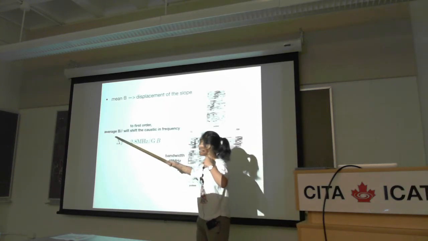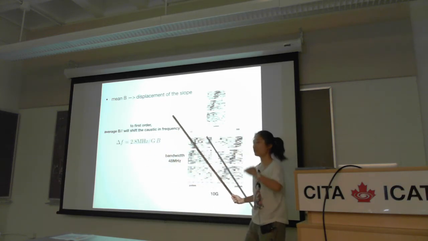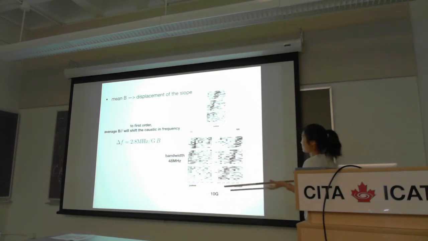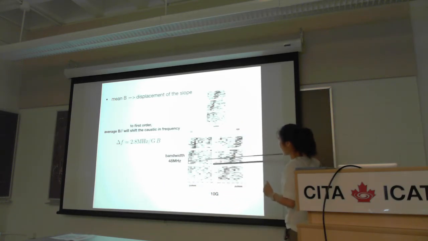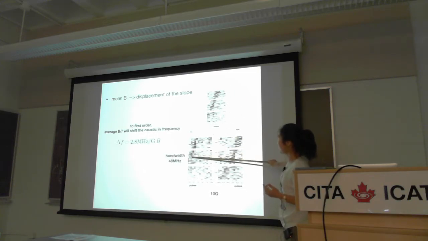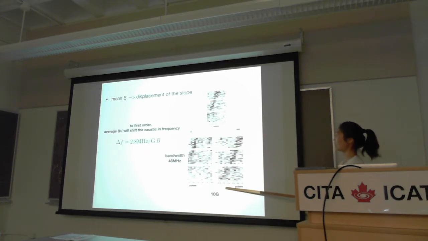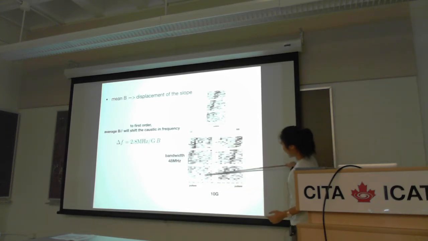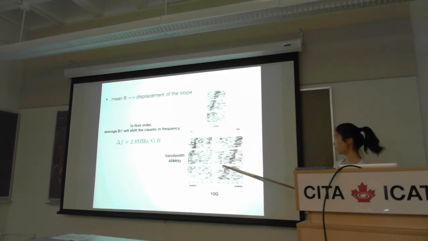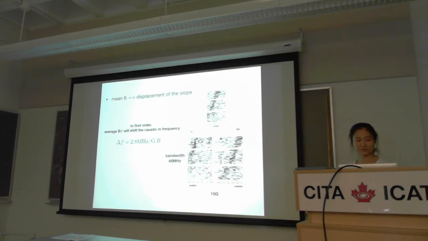Because the average magnetic field will cause the caustic to shift in frequency. If you are given a 10 Gauss magnetic field, then previously without a magnetic field, the slope could look like this. Then for one polarization, it's shifted to higher frequency. For the other, it's shifted to lower frequency. And it's very obvious that you'll see a distinct shift in the slope given a 10 Gauss magnetic field.